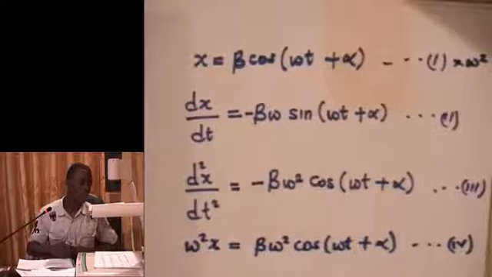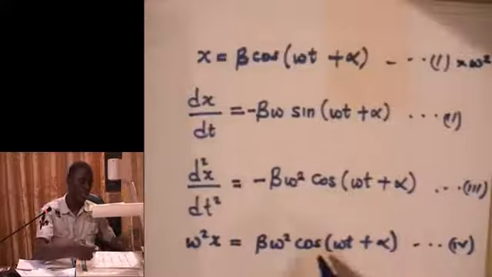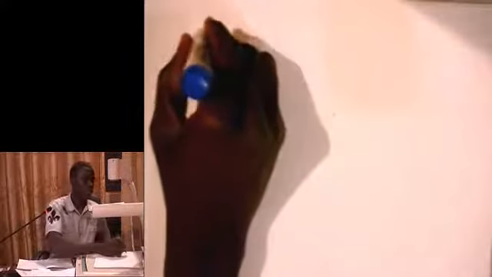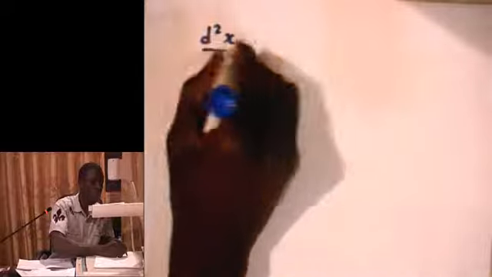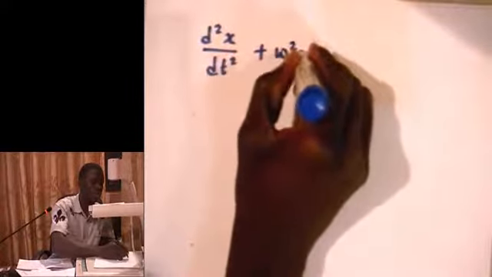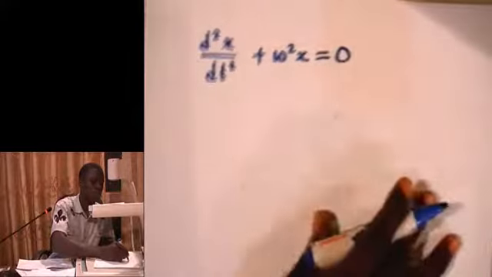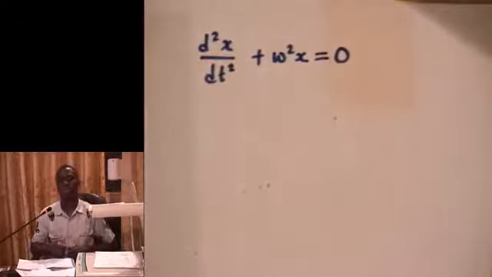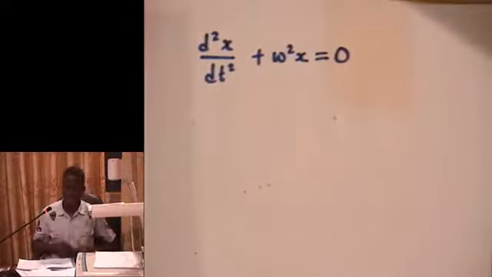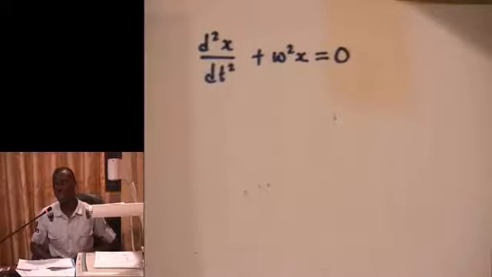So let's add equation 4 to equation 3. What do we have? This cancels out when you add. What do we have left? d squared x/dt squared plus omega squared x equals 0. Don't forget, omega is a parameter, so this is the differential equation. Hope this is well taken. Let's get the last example for this tutorial.